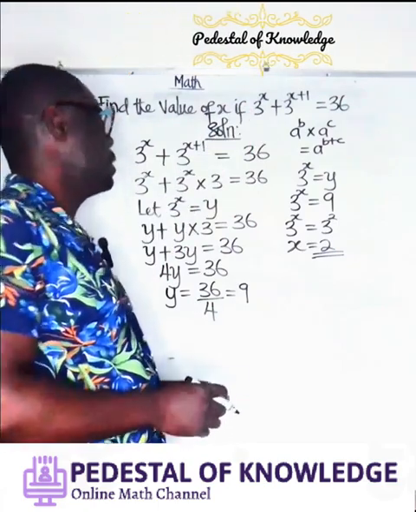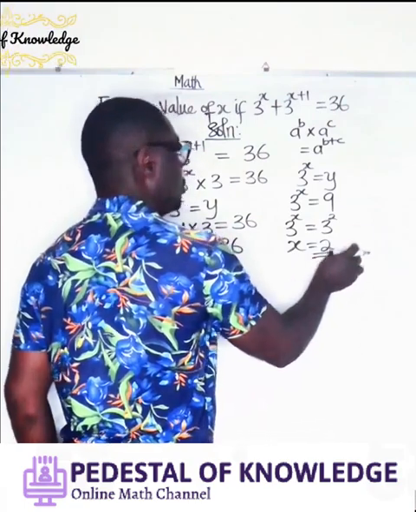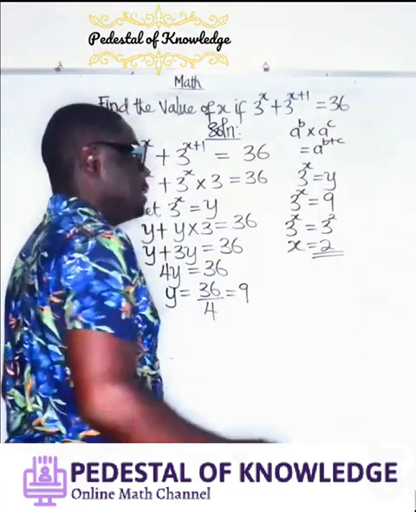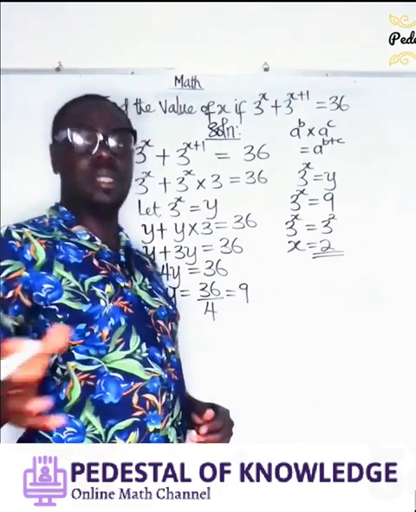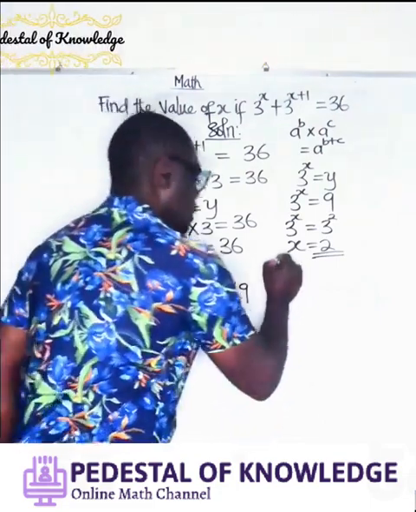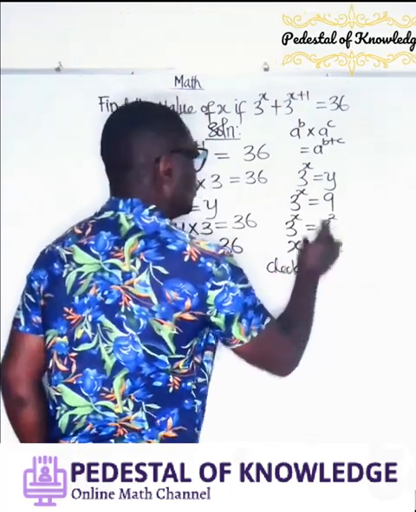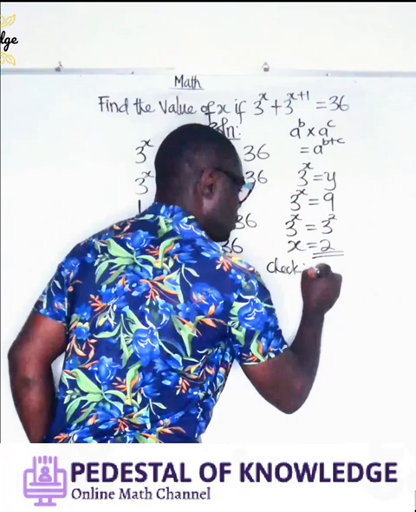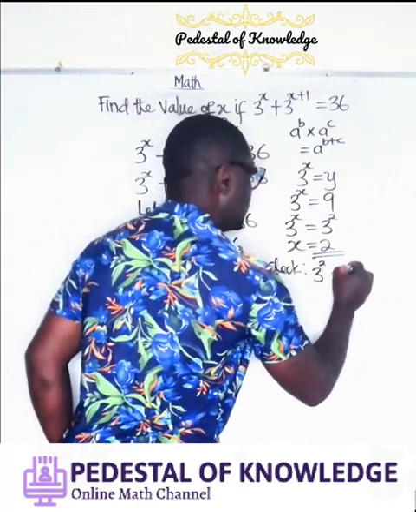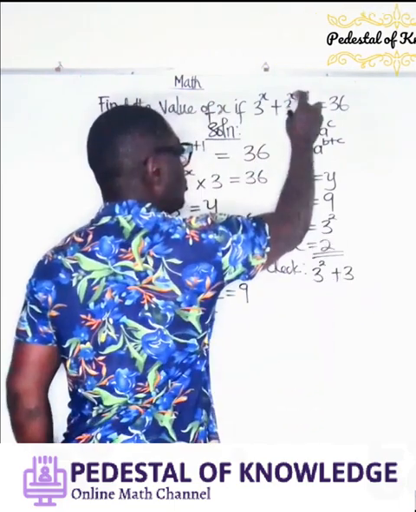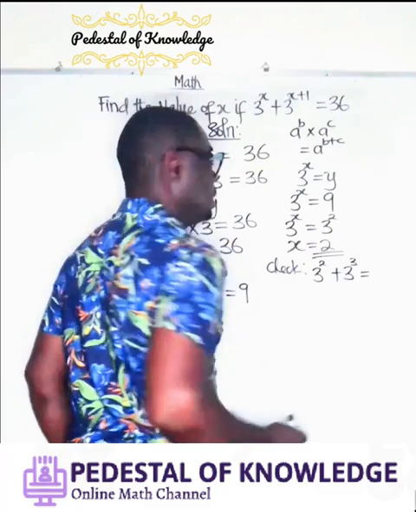You can check your answer by taking back the value of x as 2 to this very expression and see if the left hand side is equal to the right hand side. And when we do that, since x is equal to 2, we go back here, that equation becomes 3 raised to power 2 plus 3 raised to power 2 plus 1 is equal to 36. Let us see if the answer will be 36.